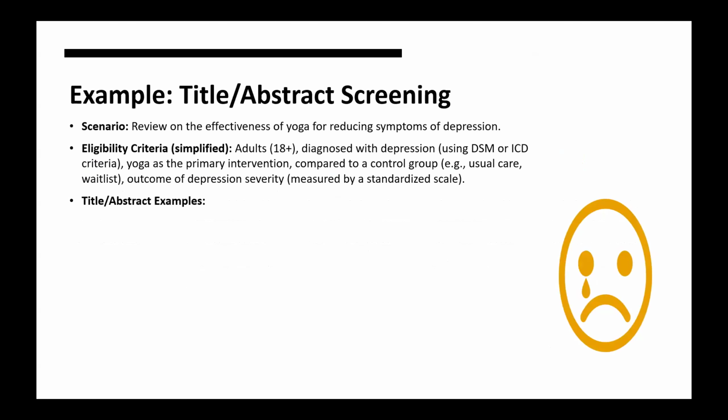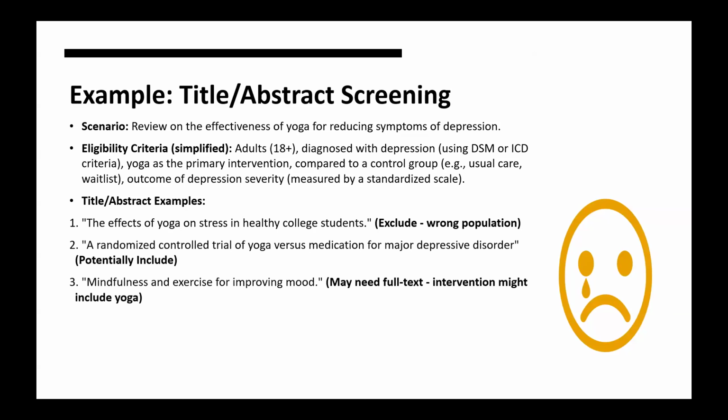So now we'll quickly look at an example: a review on the effectiveness of yoga for reducing symptoms of depression. The eligibility criteria here specify that the adults must be 18 years or older, diagnosed with depression using a certain criteria, either DSM or ICD criteria. Yoga is the primary intervention, compared to a control group that is using usual care or no intervention. Then the outcome is to measure the severity using a standardized method. Now, let's look at this example.